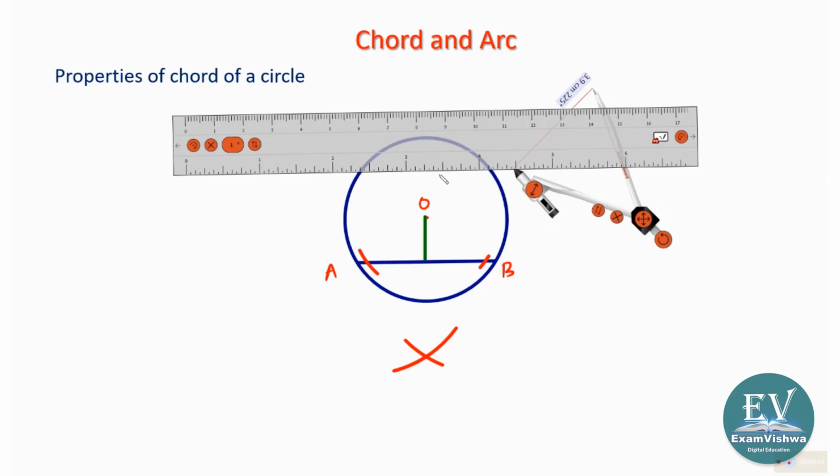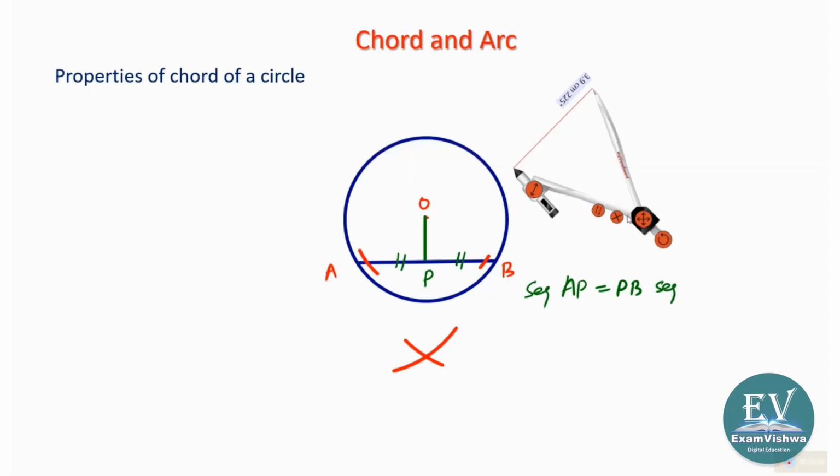This particular point you should keep in mind. That means here this particular distance and this distance are equal. If I write P over here, I can simply say that AP is equal to PB in its length. That means segment AP is equal to segment PB. Please keep this point in mind. This is one of the properties, because we are studying the properties of chords with respect to a circle, so you should keep this in mind.